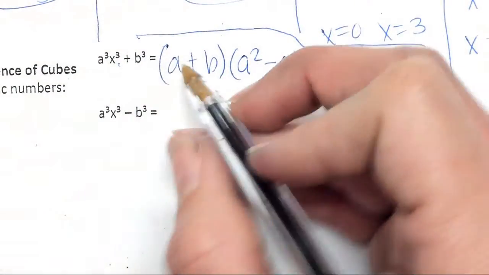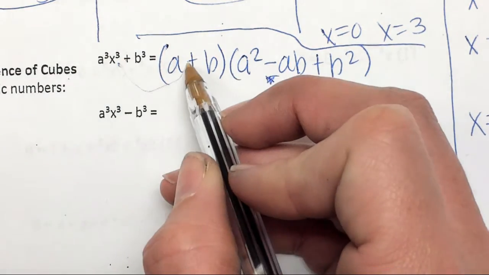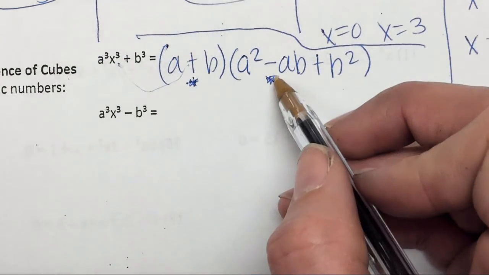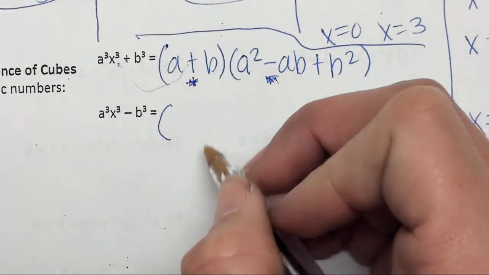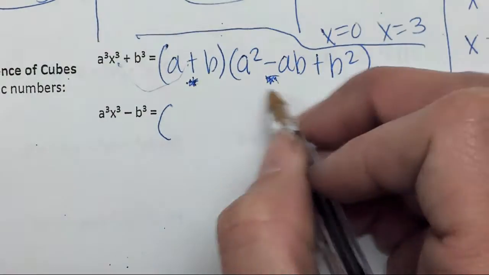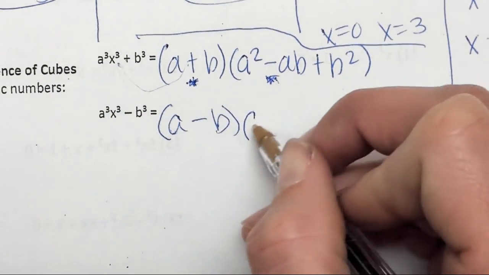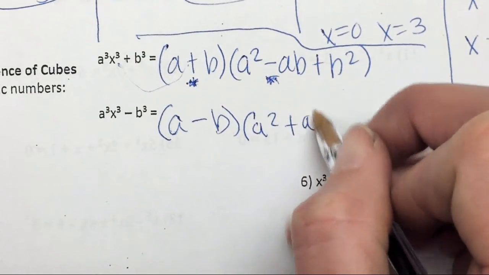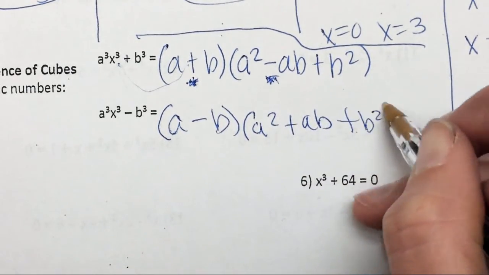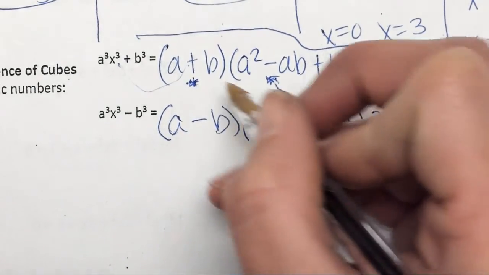How do you know which one to start with? Because if it's sum of cubes, you bring the sum over. But then it has to be different right here. Difference of cubes is the same thing, except we change these 2 signs. So it'd be A minus B and A squared plus AB plus B squared. Again, these signs are the only ones that change, these middle ones.